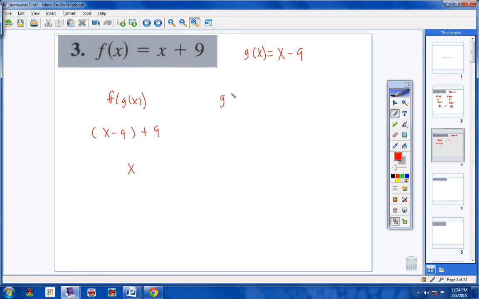Now we're going to find the composition g of f of x. So I start with my g function. Where the x is, I'm going to put a big parentheses, and then inside that parentheses, my next function is f. So I'm going to pick up f right here and put it right here. X plus 9 minus 9 is x. So it checks. Alright, number 5.